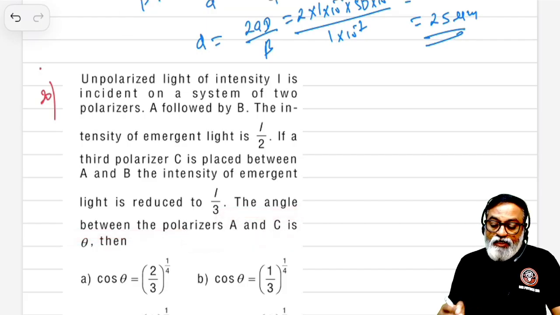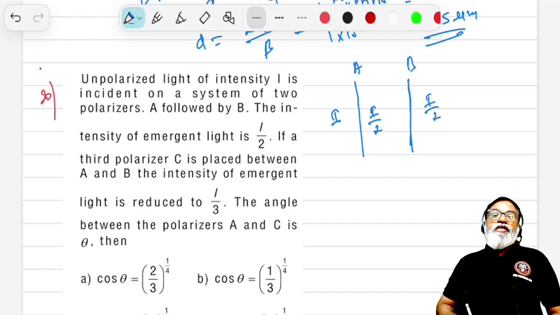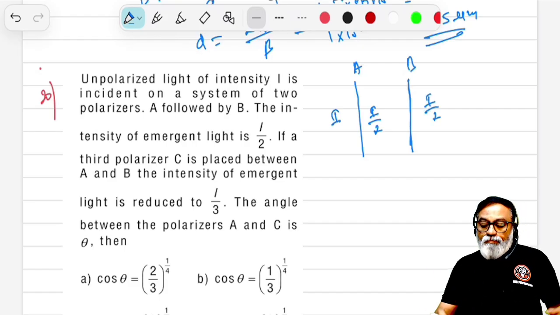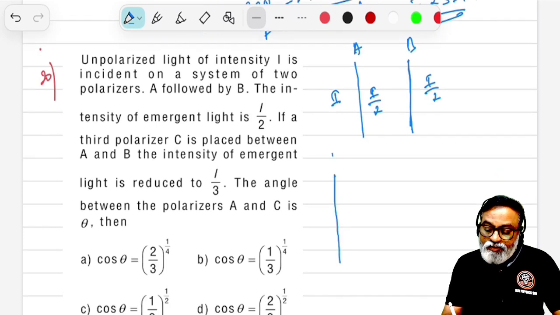So here initially, this is A. Here is the intensity I, therefore this becomes I by 2. Therefore, after passing through B also I by 2 means A is parallel to B. Here also I by 2. This is the condition given, means A and B are parallel to each other. Now, this is A. This one is B.